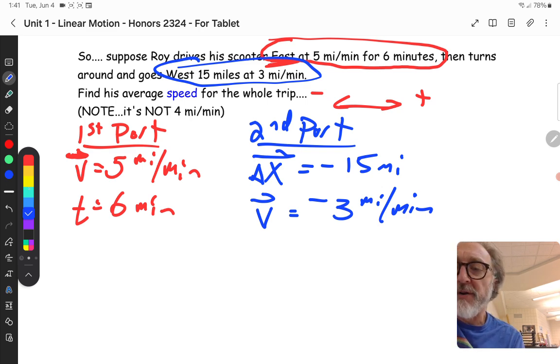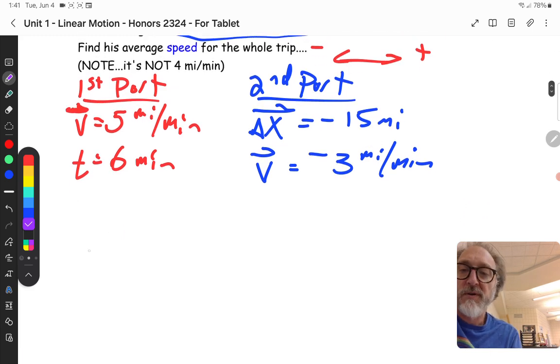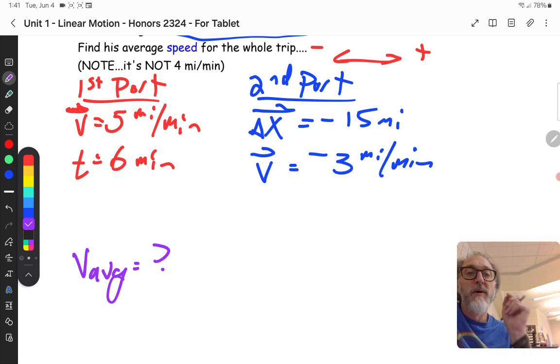What we're trying to do is find his average speed for the whole trip. V average equals what? Now, please be careful. Please stick to the equations that I give you in class. A lot of times students look at this and say, okay, he's going 5 miles a minute here, 3 miles a minute here. The average of 5 and 3 is 4, so the average speed is 4 miles a minute. And that turns out not to be right.